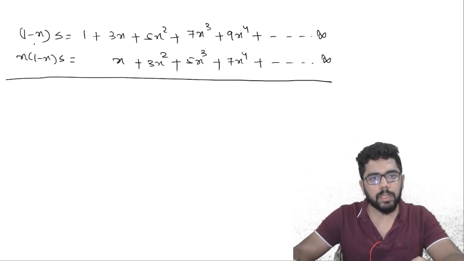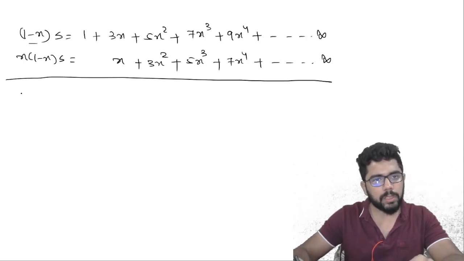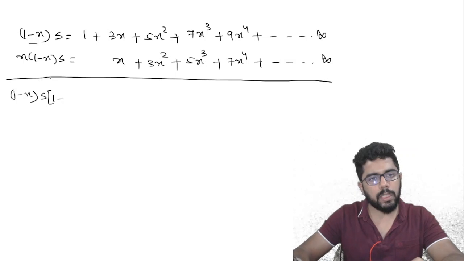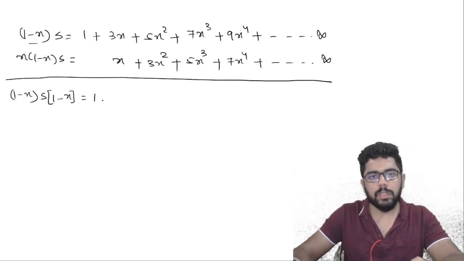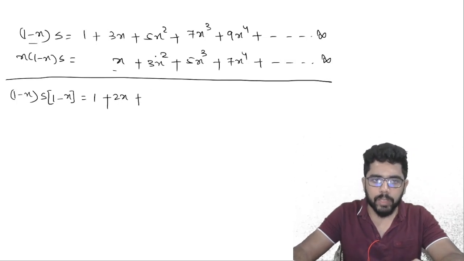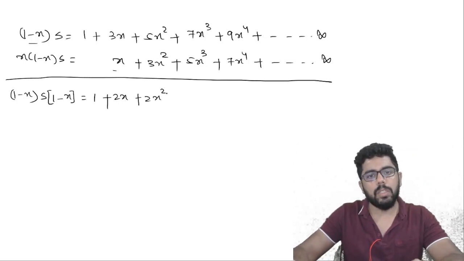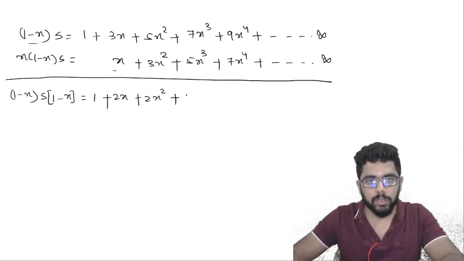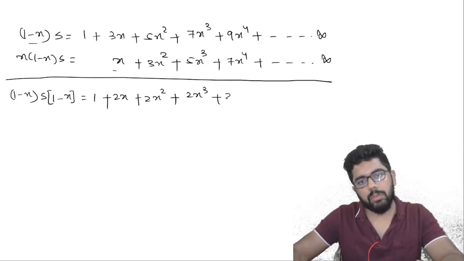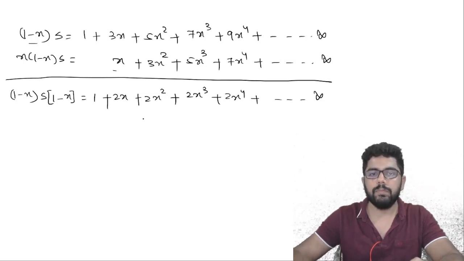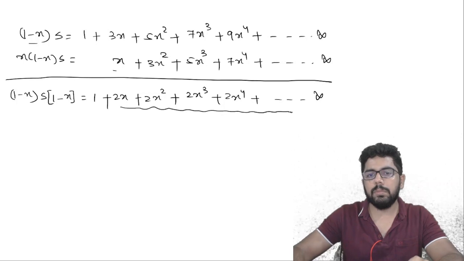So 1 minus x into s, 1 minus x into s, I can take common. From the first I have 1 and from the second I have x. This is equal to 1. Then 3x minus x is 2x. 5x square minus 3x square is 2x square. Now see, I got the difference 2 as my coefficient. So 2x cube, 2x to the power 4. So this is like a simple GP. And this is an infinite GP.